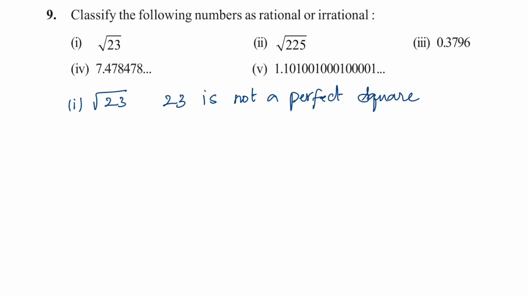So what is a perfect square? Square root of that number should be a whole number, right? So 23 doesn't do that. So 23 is not a perfect square, and square root of non-perfect squares are irrational. So this one is irrational. Okay. The first one is irrational.